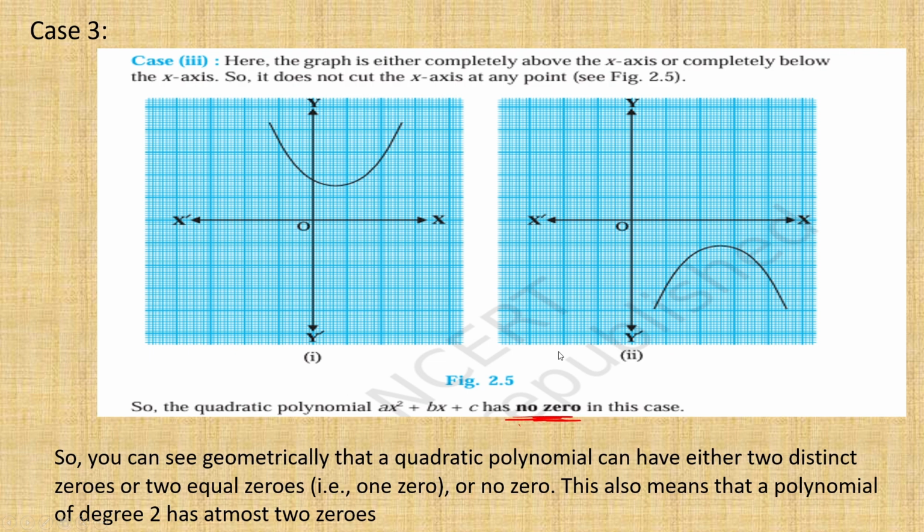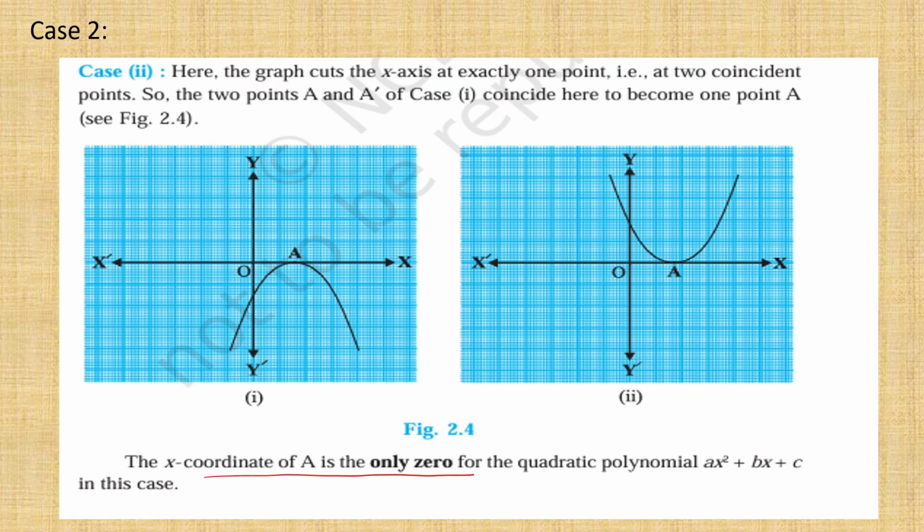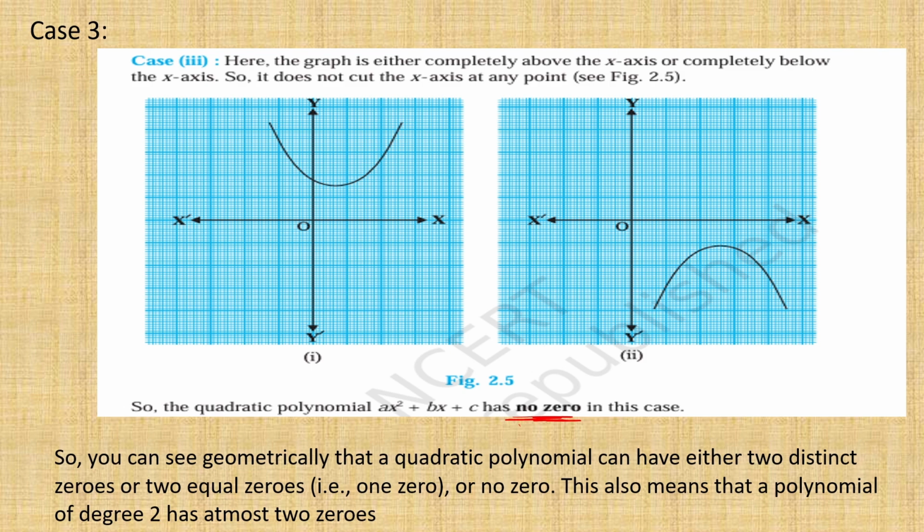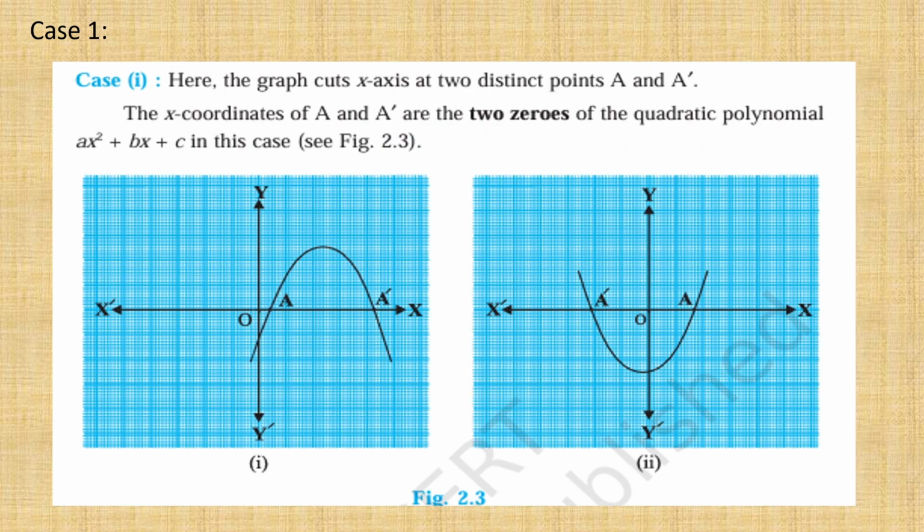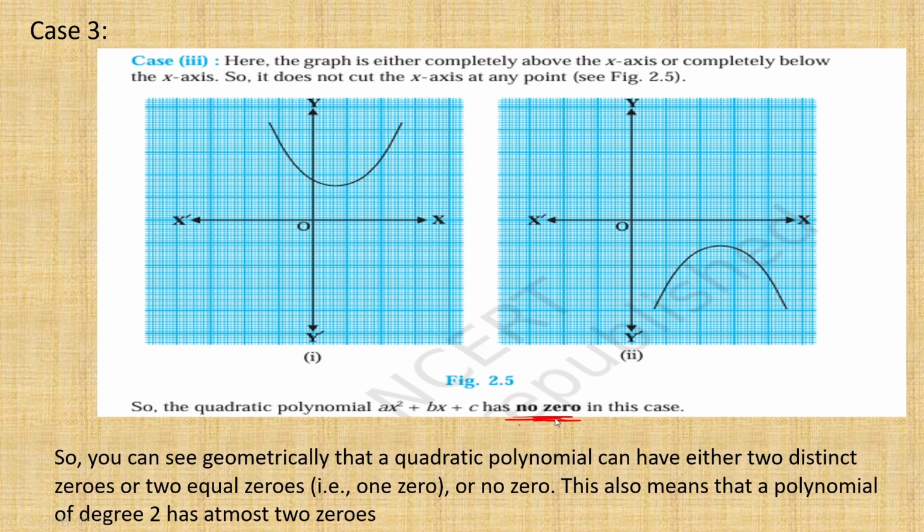So from these three graphs, what are the minimum number of zeros? 0. That is the no-zero case, where no zero exists for the polynomial. What is the maximum? Maximum we have 2 zeros. So you can see geometrically that the quadratic polynomial can have either 2 distinct zeros, or 2 equal zeros, that is 1 zero, or no zero. That means the polynomial of degree 2 has at most 2 zeros.